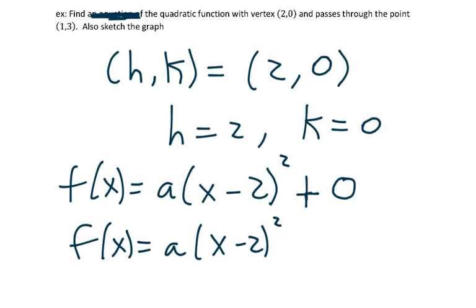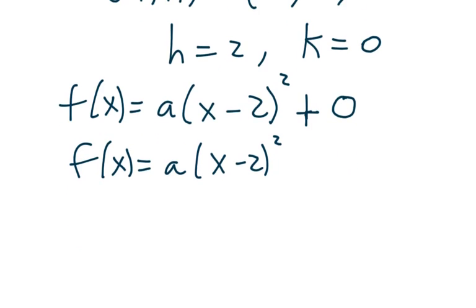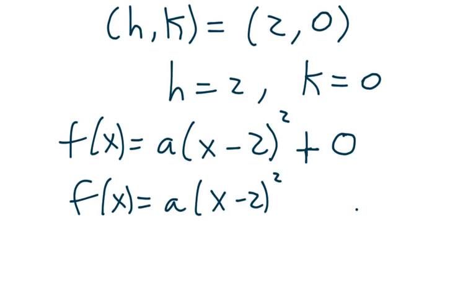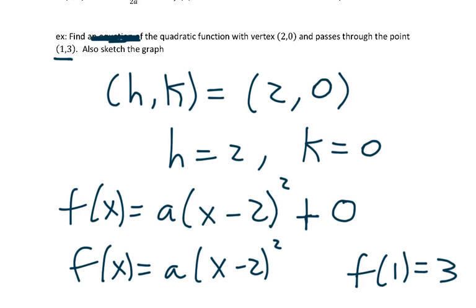But now the question is, wait a minute, what about this a here? How do we get that? Well, remember, we know it has to pass through the point 1, 3. But what does that really mean? What that means is when x is 1, then the function value has to be 3. In other words, since it passes through 1, 3, we know that f of 1 has to be 3. Again, that's because the graph passes through that point.